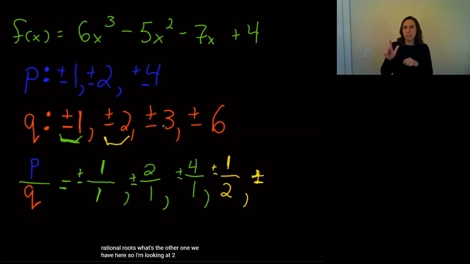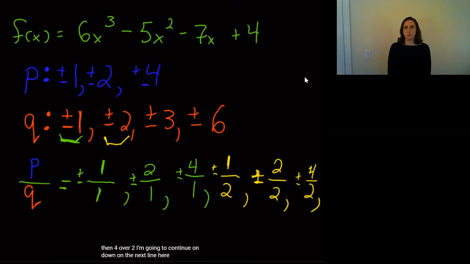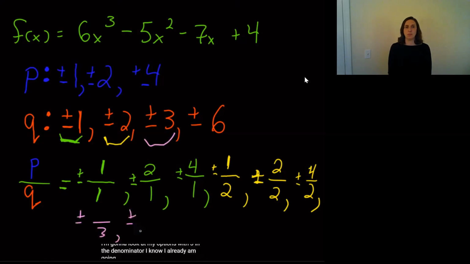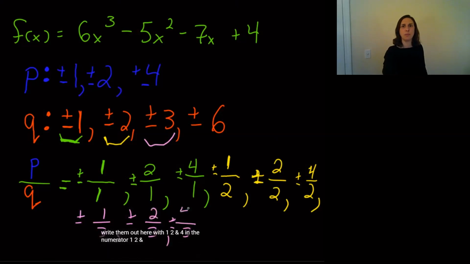So I'm looking at 2 over 2, and then 4 over 2. Continue on down on the next line here. So now I'm going to have 3 in my denominator. I'm going to look at my options with 3 in the denominator. Well, I know I already am going to have 3 of them, so I'll just write them out here, with 1, 2, and 4 in the numerator. 1, 2, and 4.